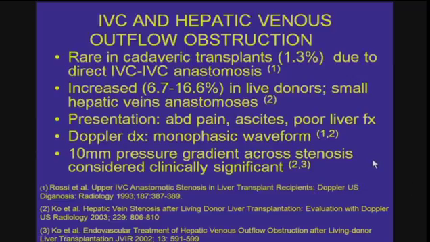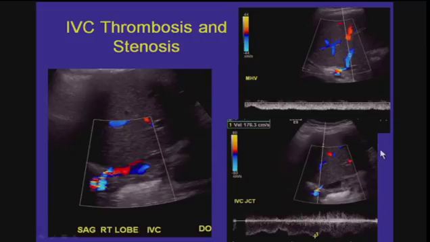Let's turn now to the venous side, the IVC and the hepatic veins. And actually, those are rarely a problem in cadaveric transplants. But in the live donors, there's a smaller caliber vessel that's going to be anastomosed, and so that it's increased in this living donor population. These patients can present with abdominal pain, ascites, decreased liver function, and on Doppler, it's the same diagnosis that you would expect. In the hepatic veins, you get a monophasic waveform, which is basically proximal to the obstruction, and a 10 millimeter pressure gradient across the stenosis is considered significant.